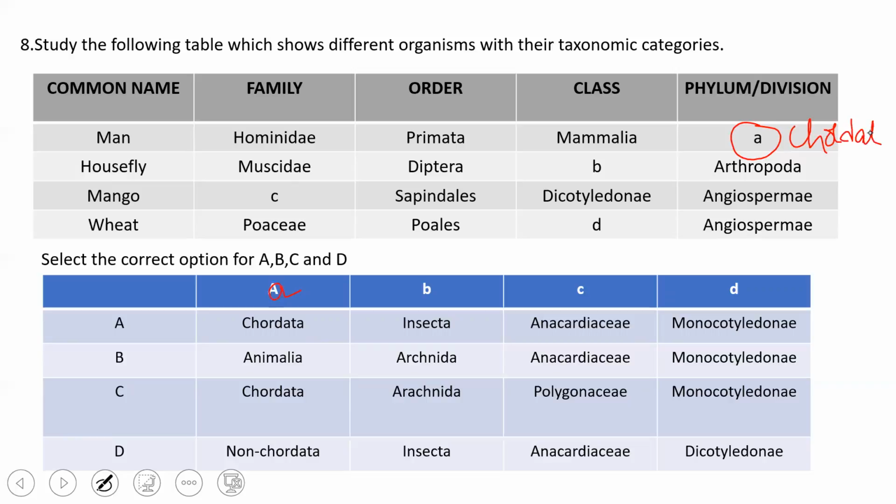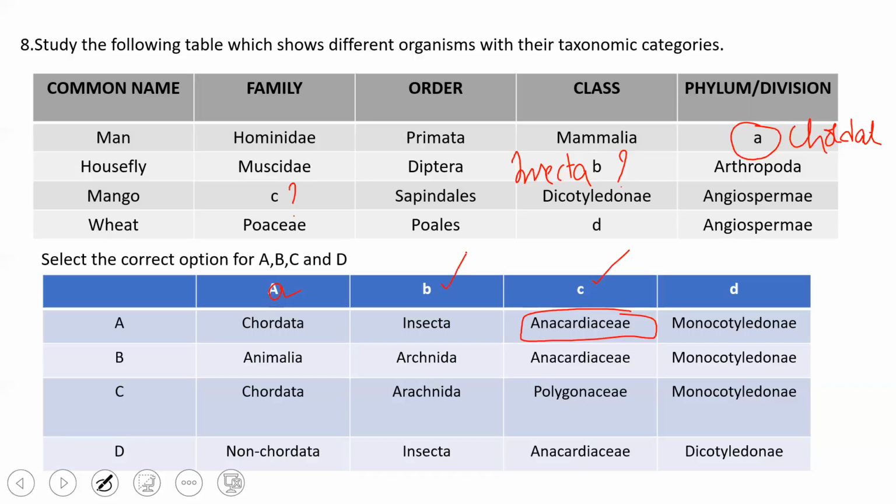And what is B here representing? B represents the class. The housefly belongs to which class? It belongs to Insecta, right? It belongs to Insecta. And the C here is, we have to find out the family for mango. We know that the family for mango is Anacardiaceae. So the C is Anacardiaceae.